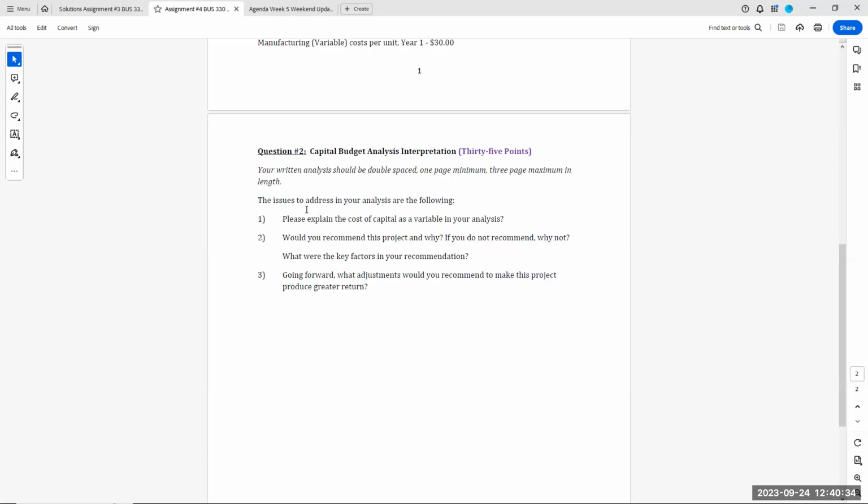Number 3, going forward, what adjustments would you recommend to make this project produce a greater return? What would you do to make more money out of this project? What are the various things you would address to make more money out of this project? That's the written section of assignment 4. That is a second file you need to post to Blackboard. It should be in Word or PDF format. This is now posted to Blackboard for you to download and begin. We will talk about this work also in our week 6 classes.